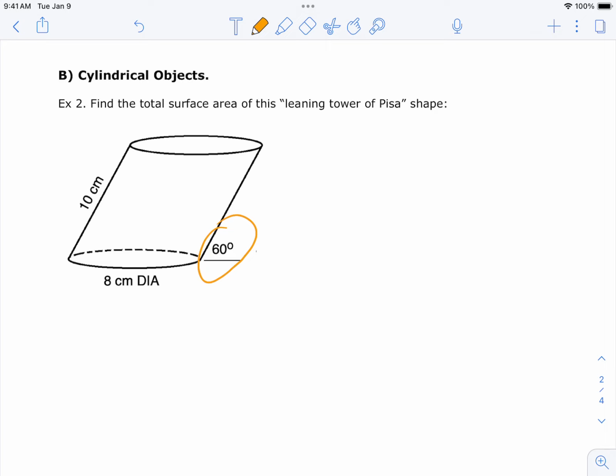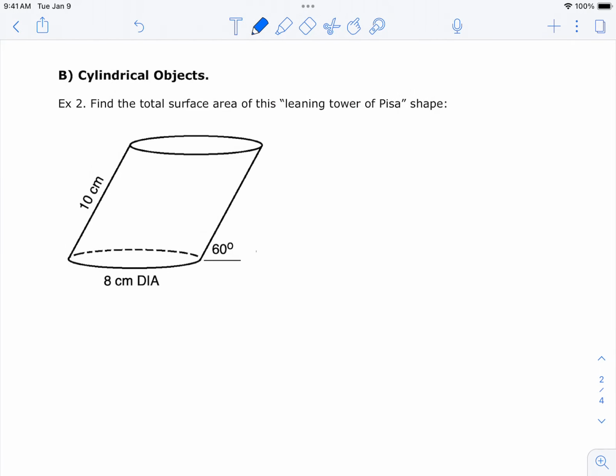Ooh, I see a 60-degree angle. That makes me think that trig might be involved here. But maybe not. Let's just find out. It says find the total surface area of this leaning tower of Pisa. Well, we got basically a circle here, and it looks like the same size circle here. And then we're going to have to worry about this slanty part. We'll worry about that last. First, let's get the circles.